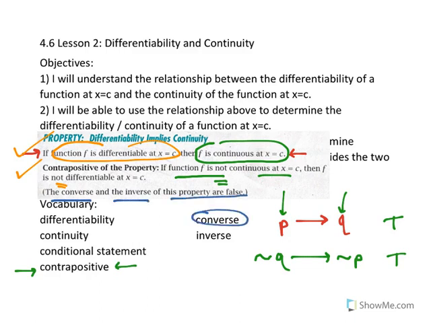In the converse, you have Q implies P. This is false for this particular conditional statement. And the inverse would be not P implies not Q. And that is also false. So the converse is false. You could have continuity at a point, but it does not imply differentiability. And the inverse is false. If a function is not differentiable at x equals c, it could be continuous, maybe not. We don't know.